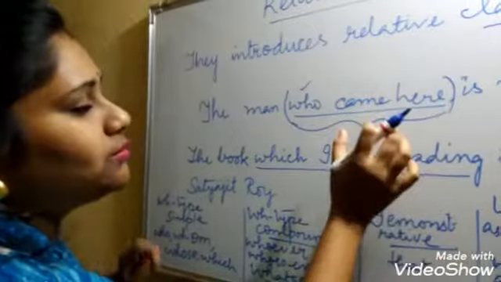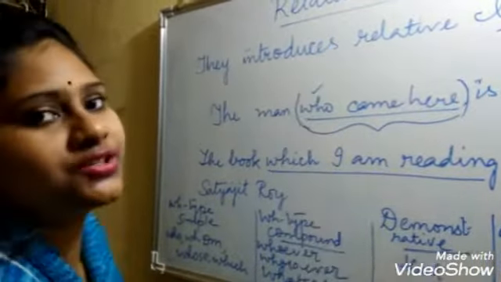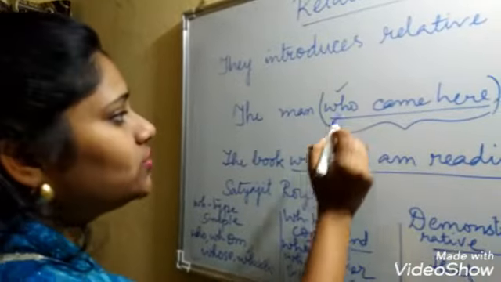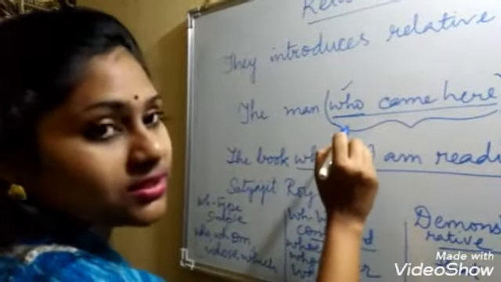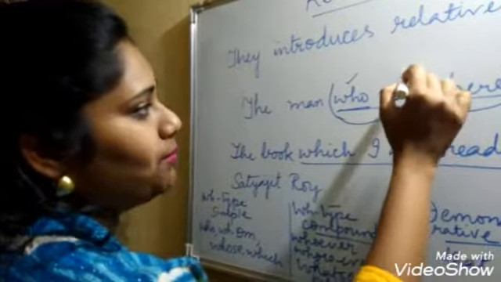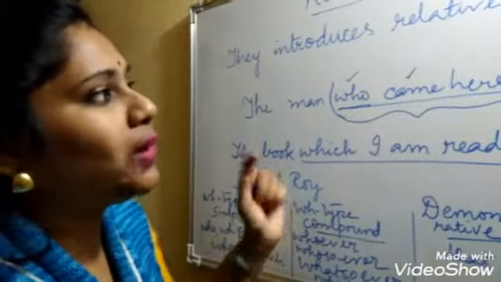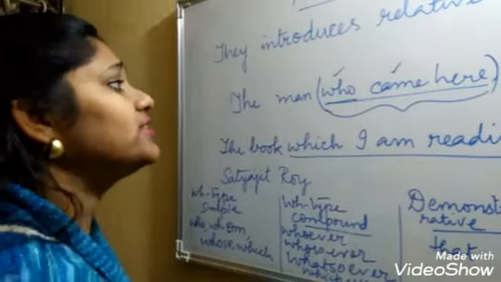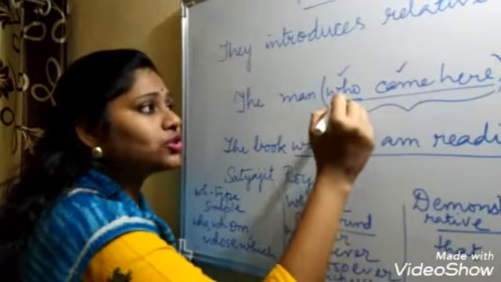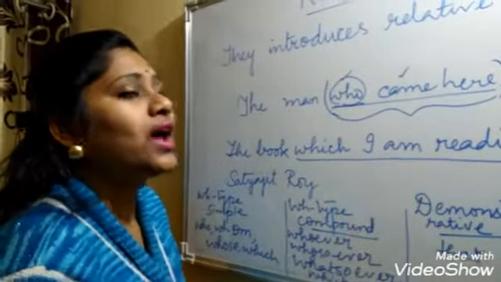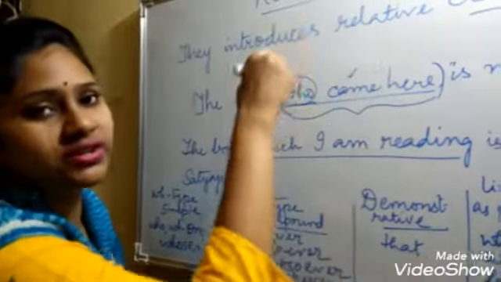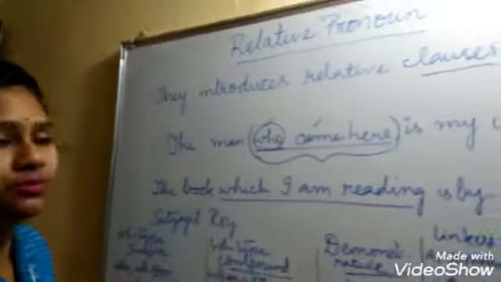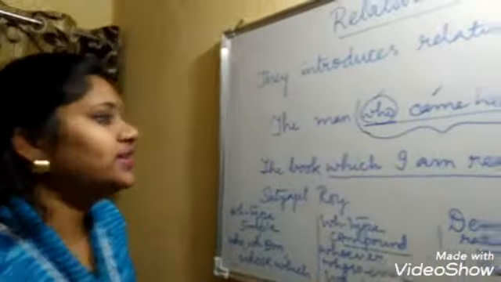Now this clause, because it is introduced by a relative pronoun, is called a relative clause. This word who is acting as the subject, and came is the verb. But who came here, this part, cannot stand alone. So it's a clause, a part of a sentence, and it is introduced by the word who. So the word who is a relative pronoun, and because this clause is introduced by a relative pronoun, it is a relative clause. So relative pronouns are the pronouns which introduce relative clauses.